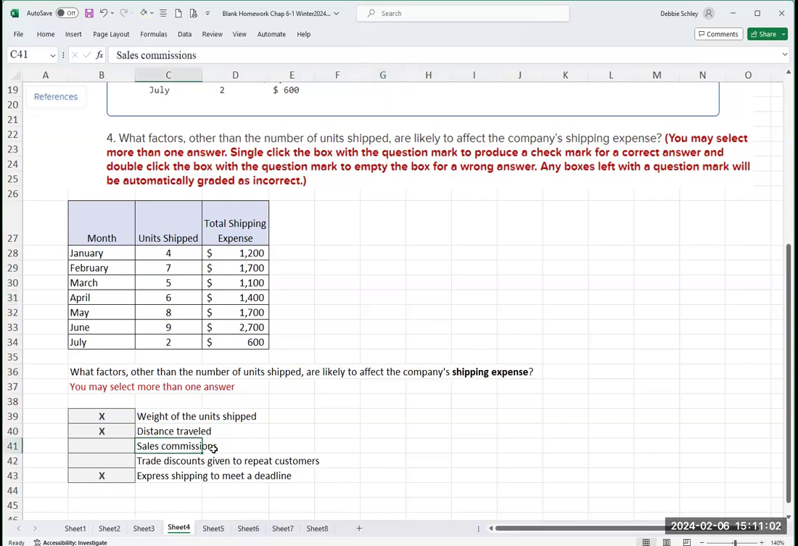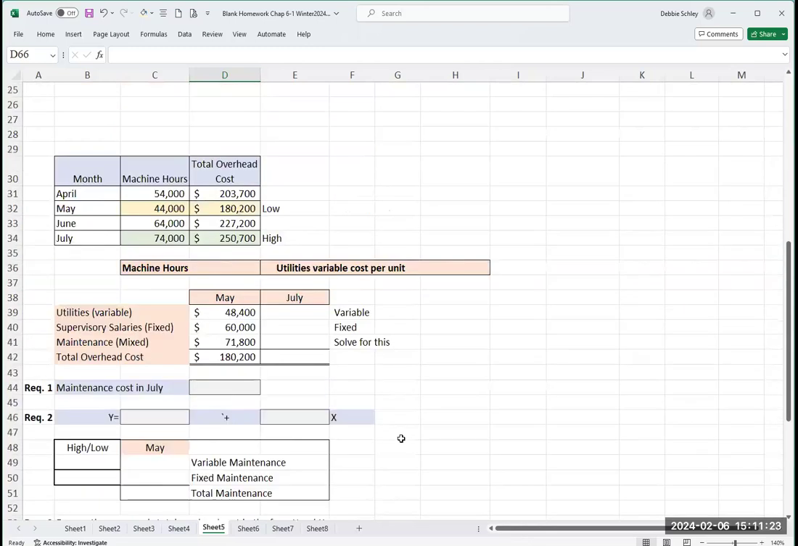Sales commissions, that's a selling cost, not a shipping expense. So that's not part of this. Trade discounts are also part of selling costs. So they are not part of shipping expense. And then express shipping to meet a deadline is also yes. Okay.